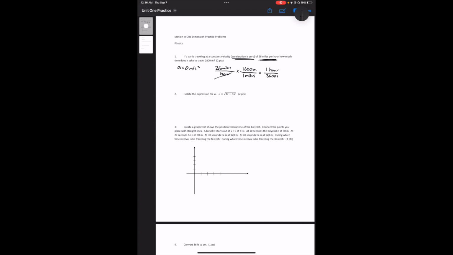So we can cross out hours, they cancel out, miles will also cancel out. And now if you multiply and divide everything out, you should be left with meters per second. You should get 11.6 meters per second there. And now, since our velocity is constant, we're going to look for an equation that has velocity in it, along with time and displacement. So we do have one.